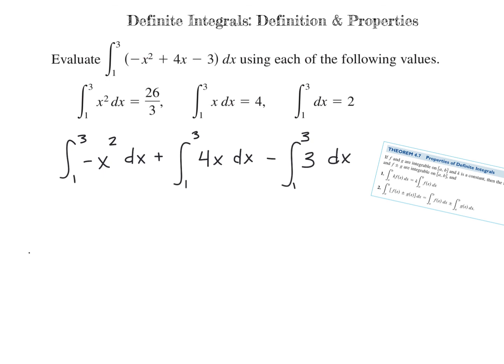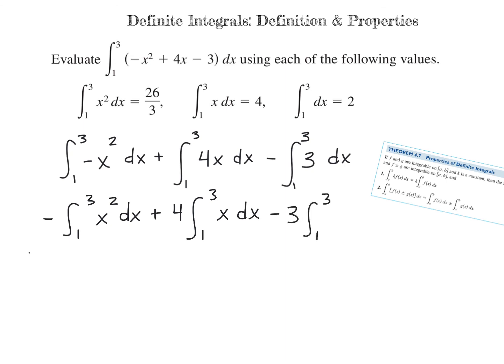So for our first integral, we have a negative out in front. And so we can bring that -1 out in front. In our second integral, the 4 can come out in front. And in our third integral, the whole -3, or just the 3, since we already had the minus sign, can come out in front, and we just have 1 dx, or just dx.